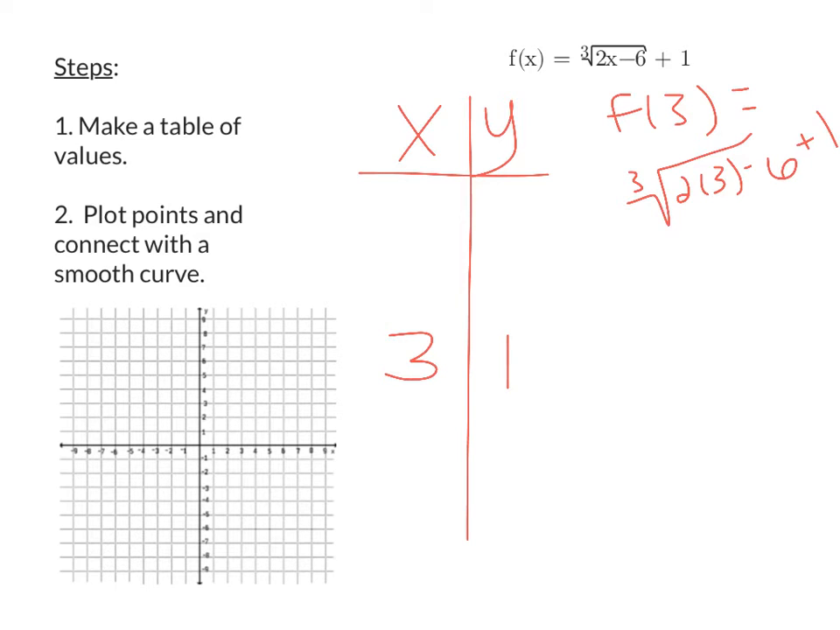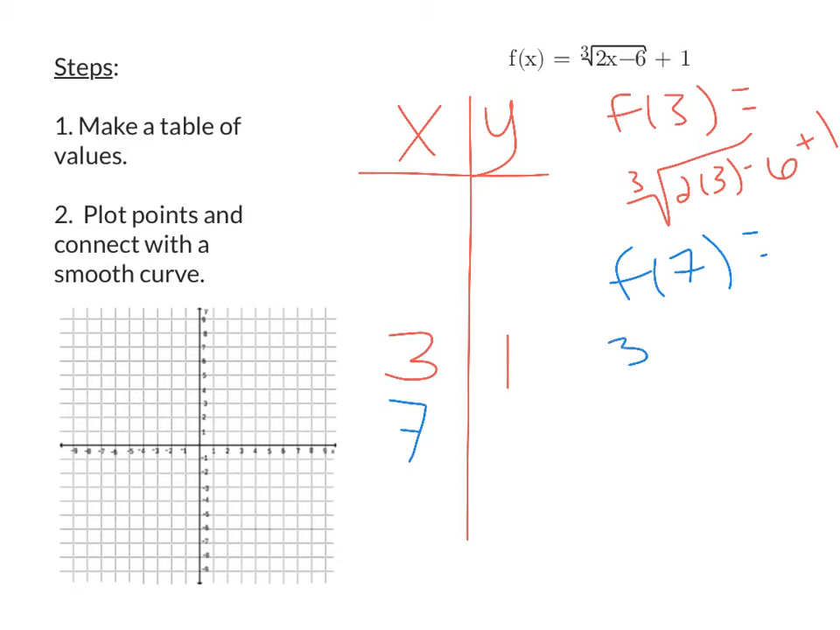My next cube root after 1 is 8. So I would want 2x minus 6 to equal 8. Okay, so if 2x minus 6 is equal to 8, 2x would have to be equal to 14, which means x would be 7. So I want to find f of 7.